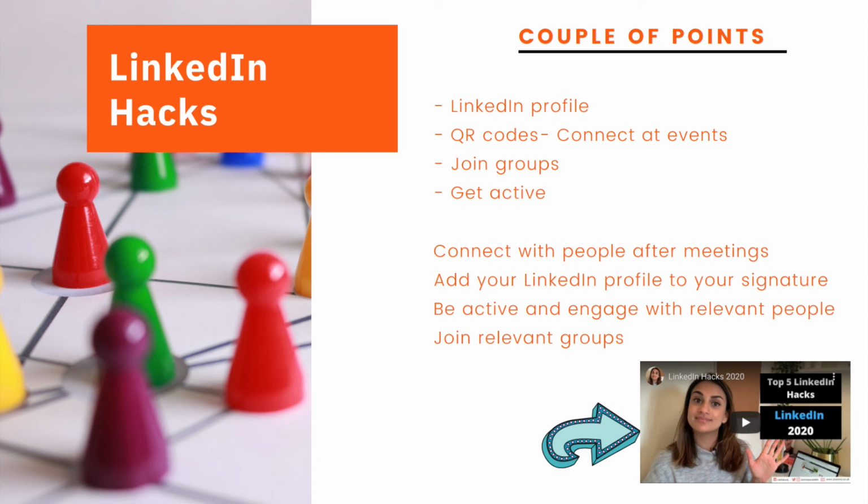Other things I've mentioned in here are things like joining groups and getting active. Make sure you are present on LinkedIn every day. Connect with people after meetings. It's so easy to forget. Or like I said, use the QR code and connect with them there and then. Add your LinkedIn profile to your signature. If you have an email address, and going back to that point about selecting the key platforms you want to be present on, make sure you use LinkedIn in your email signature at the bottom of your email. And for any additional hacks, please do head over to my YouTube video.